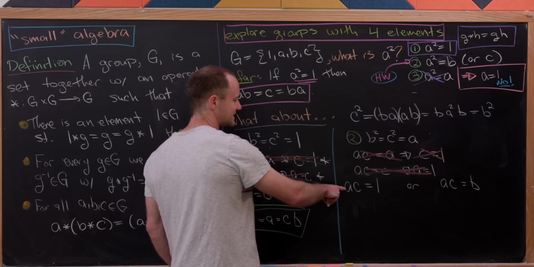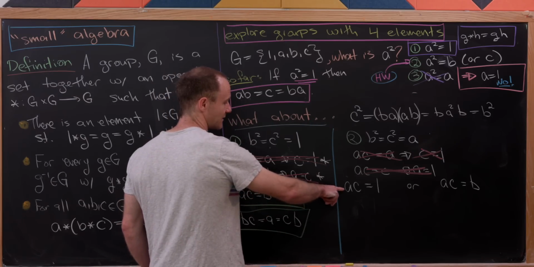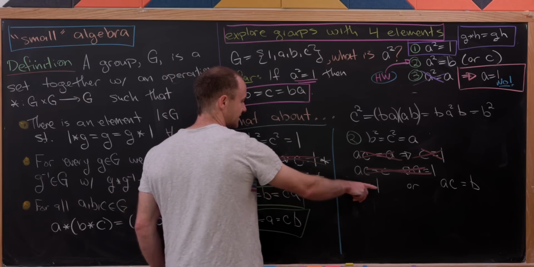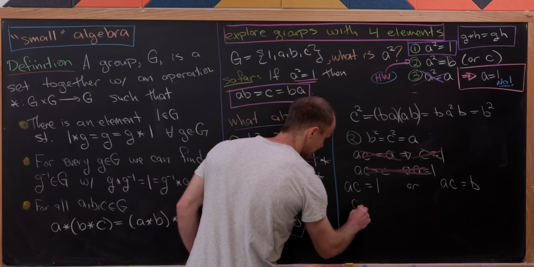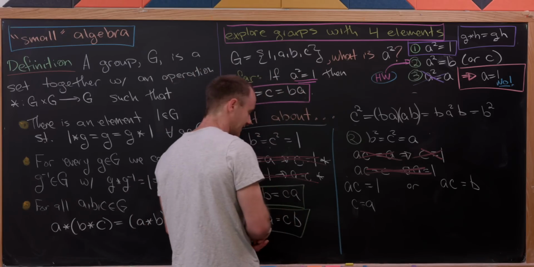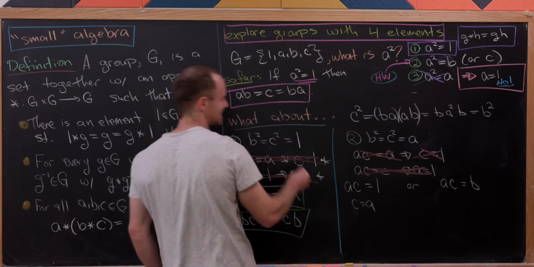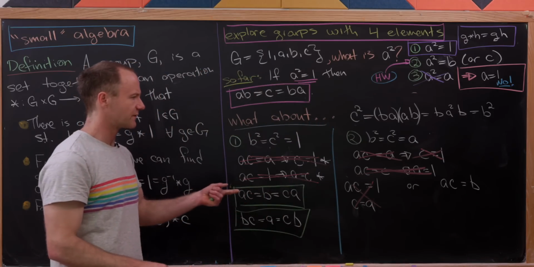But now we can do the same trick that we've done before, and that is left multiply by A, giving us A squared C equals A. But we know A squared is 1. So that would tell us that C is equal to A. But that's not the case because those are distinct elements in our group.